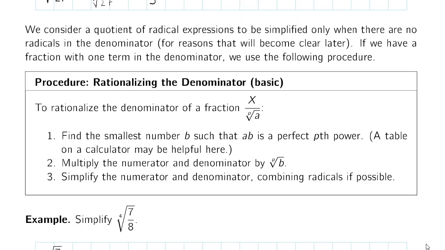We find the smallest number that we can multiply by whatever's inside our radical to get a perfect pth power. We can use a table on the calculator, we can do repeated division. We have lots of options here. Whatever that number is, so that a times b is a perfect pth power, we'll multiply the numerator and denominator by the pth root of that. Then we'll actually simplify the numerator and denominator. That'll involve taking the pth root of a times b, which is something we can do. So again, that procedure is complicated to say, it's easy to do.